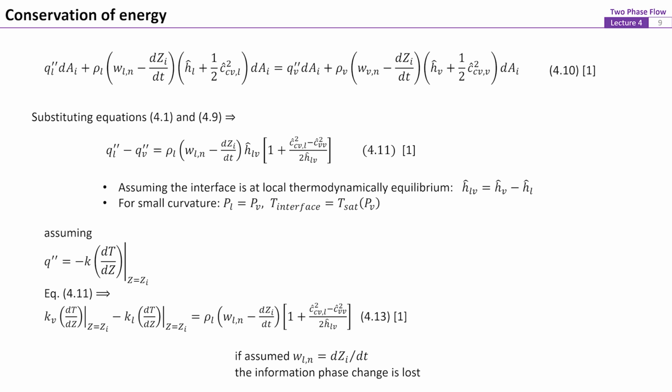This leads to the loss of information of phase change in the energy conservation equation, which is apparently not reasonable. Therefore, WLN does not equal the velocity of the moving interface. According to the equation of conservation of mass, WVN shall also not equal dZi/dt.